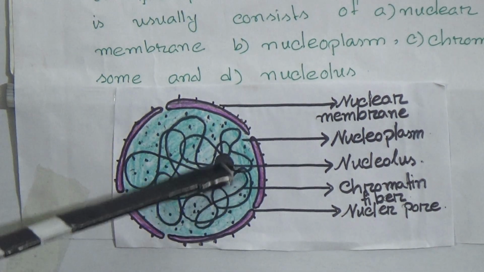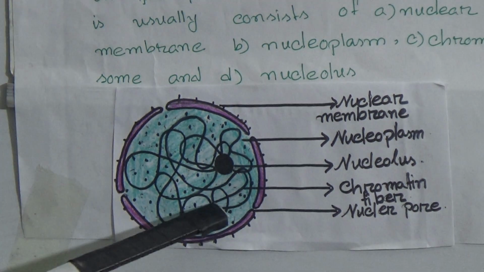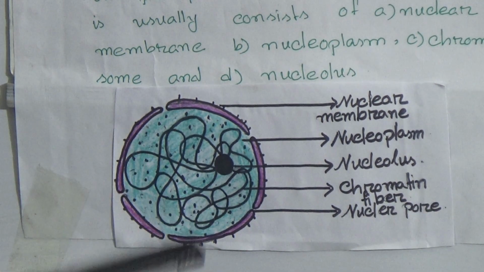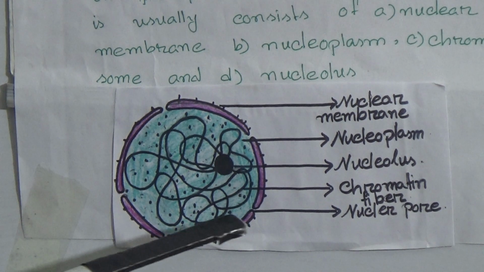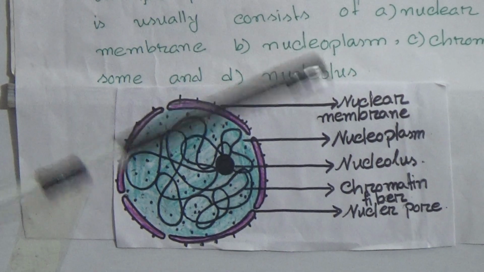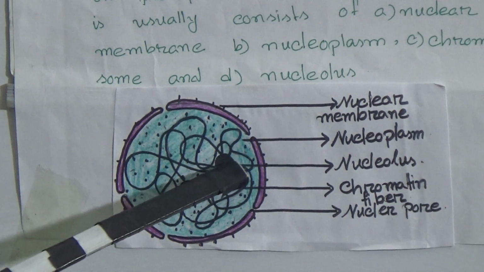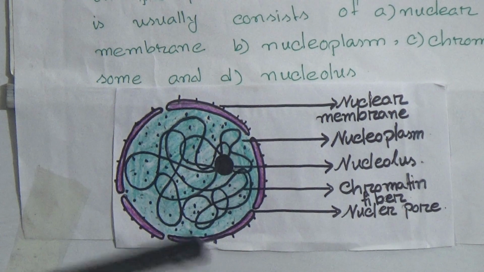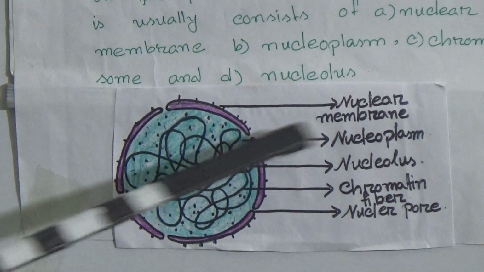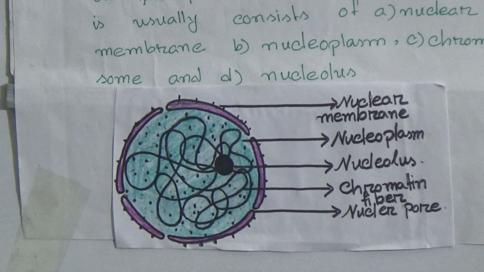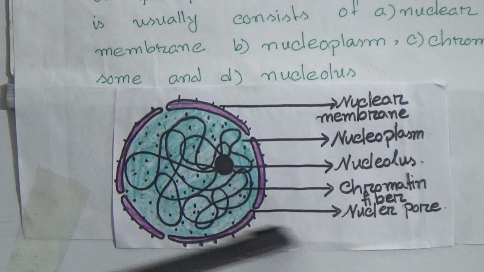feather-like or fiber-like things inside the nucleus are called chromatin. And in the middle of the nucleus or at the side of the nucleus, the slightly hard and very small thing is called nucleolus. And the small spaces in the nuclear membrane are called nuclear pores. So here is the figure of a nucleus.